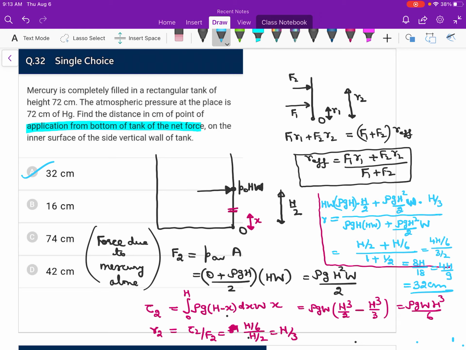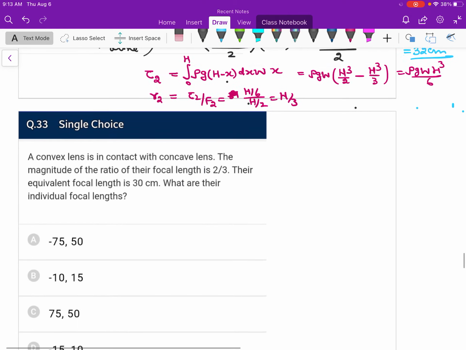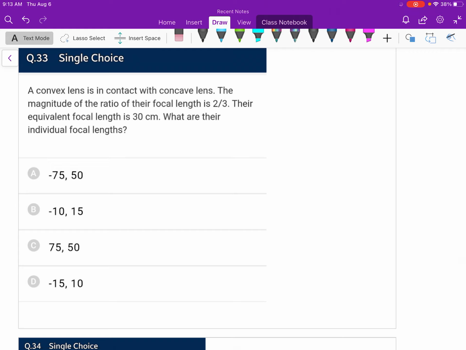This concept you should carry. And the second point you should carry is that due to the gauge pressure, that is due to the fluid alone, the effective force is P average into area, and this acts at a distance h by 3 from the bottom effectively. This you should learn.